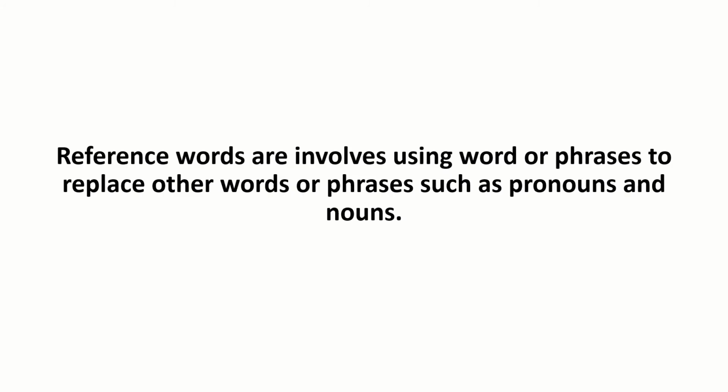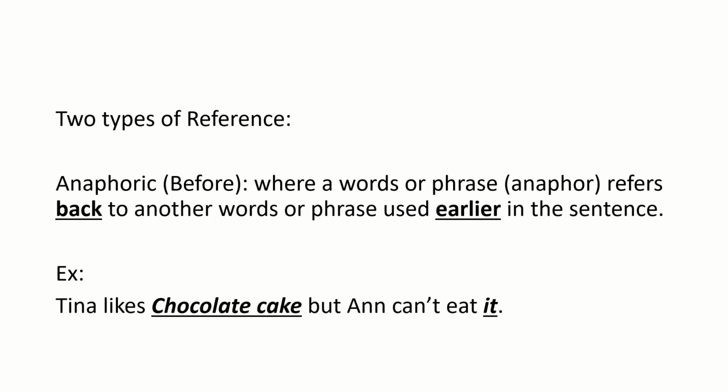So right now we are going to discuss reference. I think reference is quite easy to understand, because references are words that involve using a word or phrase to replace another word or phrase, such as pronouns and nouns. There are two types of reference. First is anaphoric, or before, where a word or phrase refers back to another word or phrase used earlier in the sentence. As an example, Tina likes chocolate cake, but Anne can't eat it.